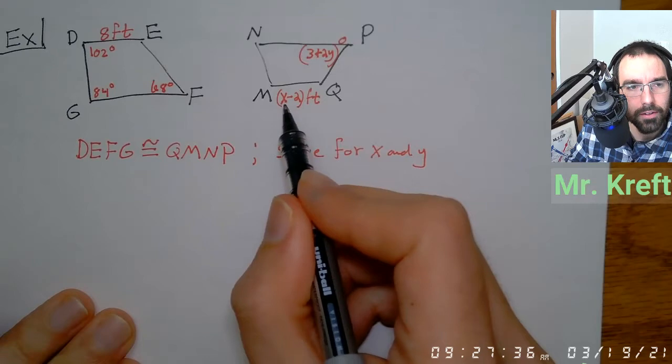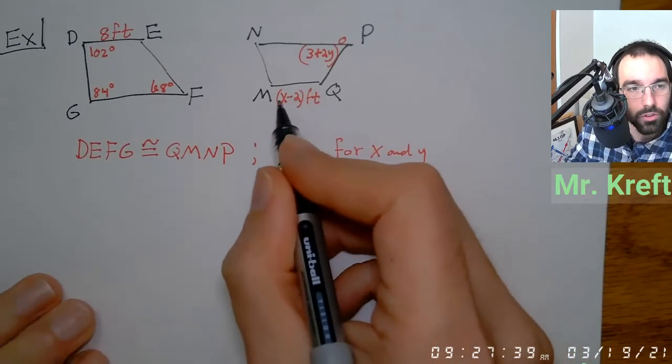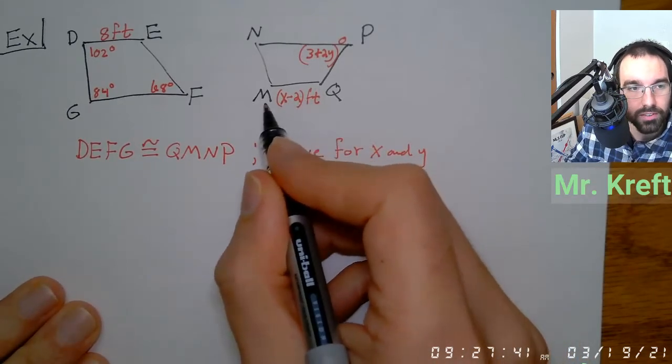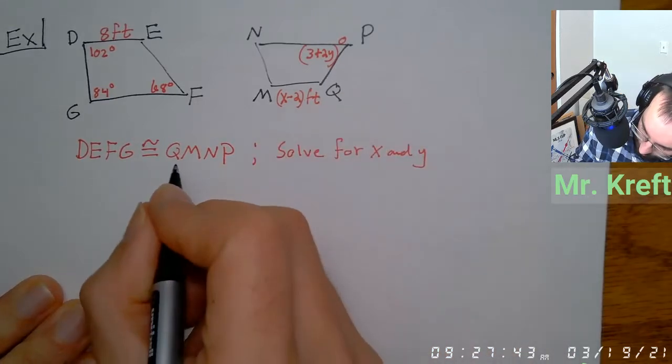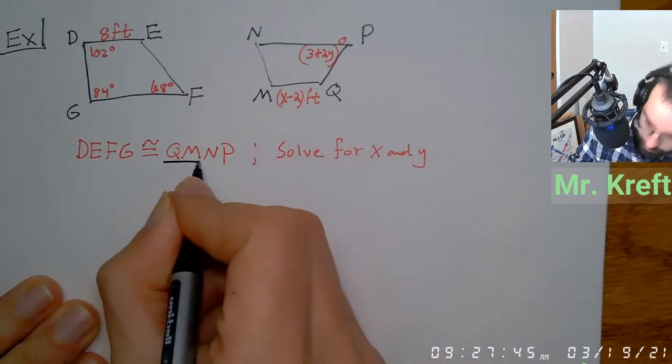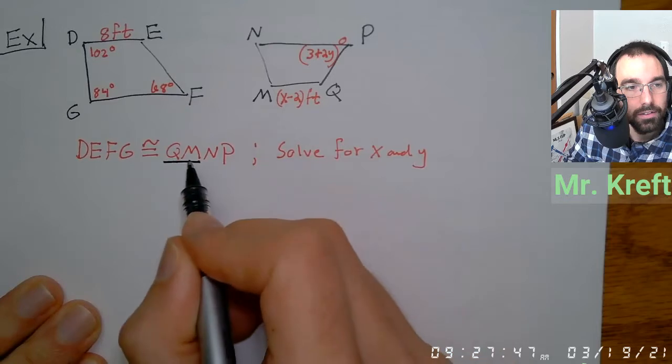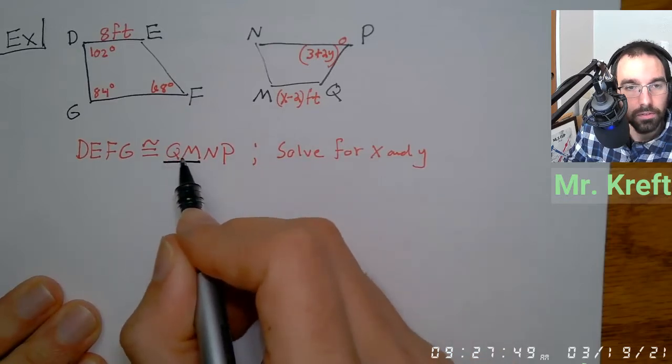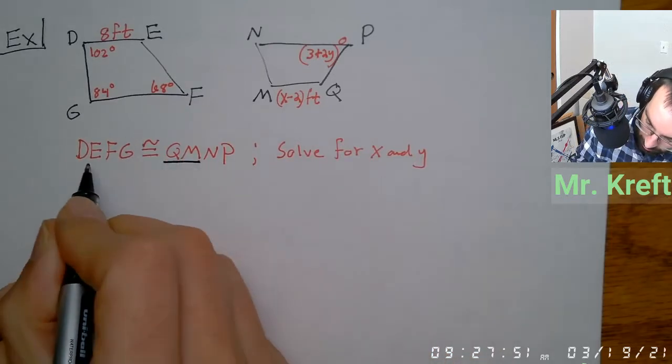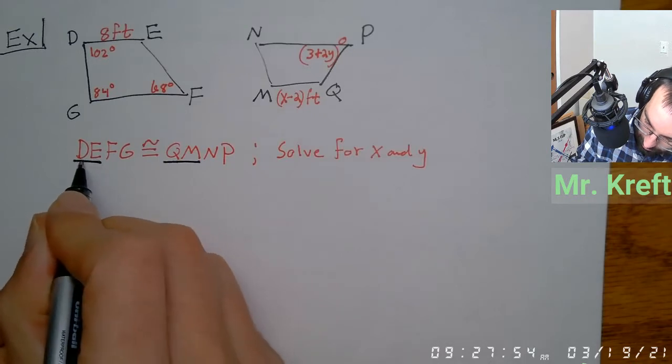Looks like we have x on a side, right? So the first thing I'm going to do is be like, okay, what side is this? This looks like side MQ. Okay, so MQ is right here. Okay, so it looks like side MQ is the first 2 letters. So then I automatically know that that's going to go with side ED.